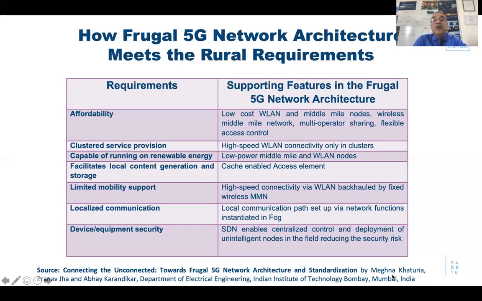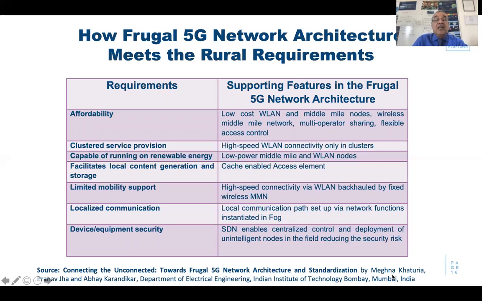Capable of running on renewable energy. As I told, the grid power is not reliable. So low power middle mile and wireline nodes, because they are low power, you need to generate very little power, and you need very little storage capacity in your battery, and that makes it low cost.